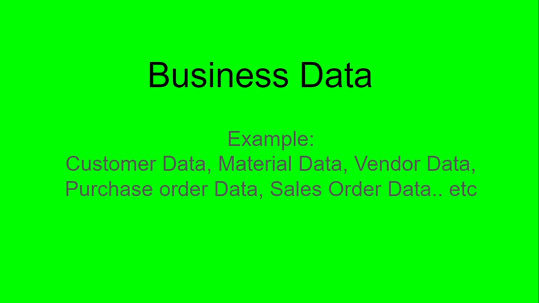When you are purchasing any material from vendors or suppliers, then we have to raise a purchase order in SAP. Those data are called purchase order data. Next, when you are selling any product to the customer, then we have to raise a sales order. The data related to the sales order is called sales order data. Like this, many types of data will be there in a business to run a successful business. This is called business data.